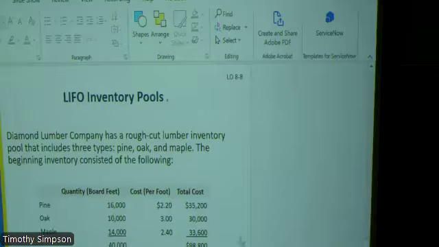Quantity, price, all the way across. So if you take 98,800 divided by 40,000 units, so it's price or cost divided by quantity, that gives us 2.47 per board foot. And that's a layer of inventory based upon that.